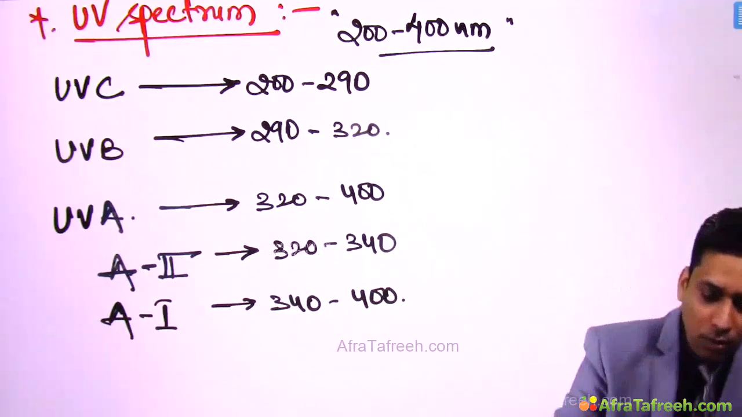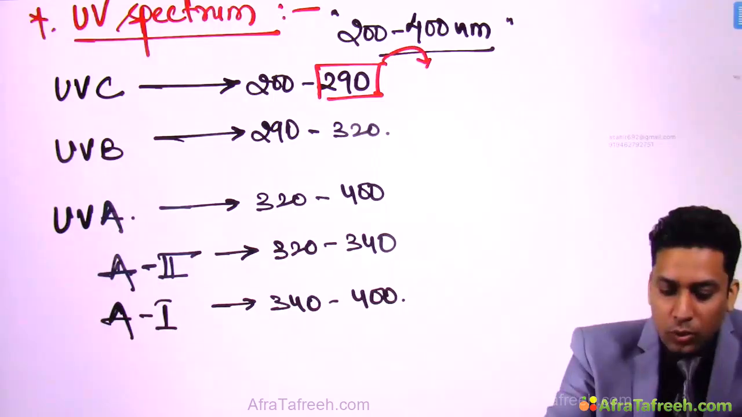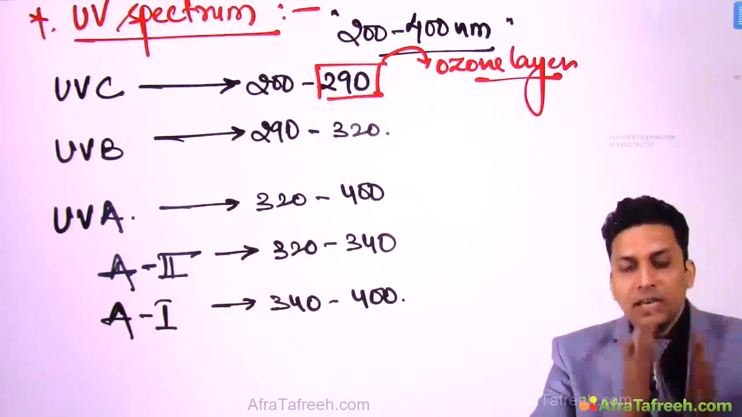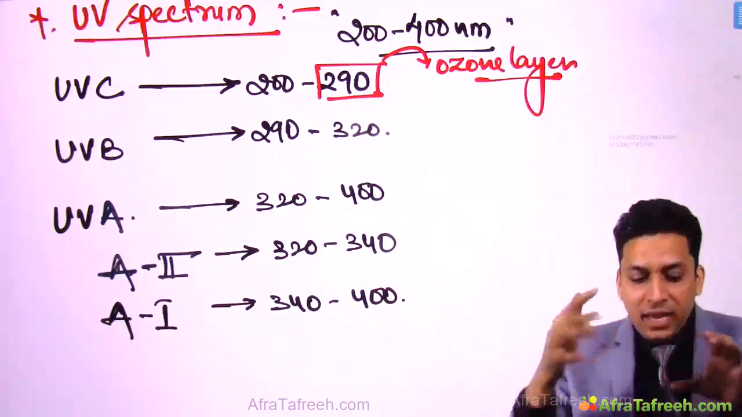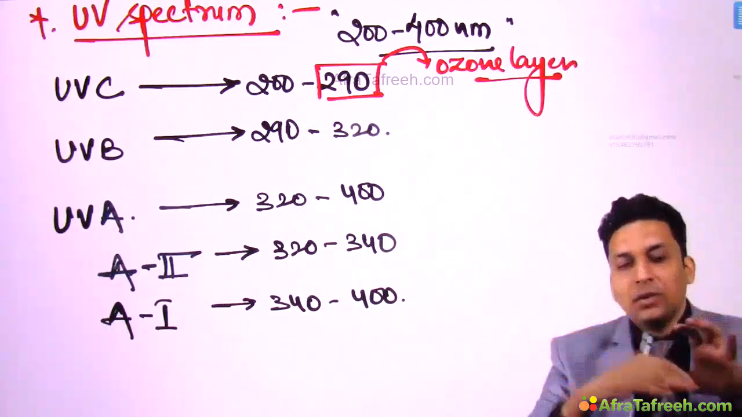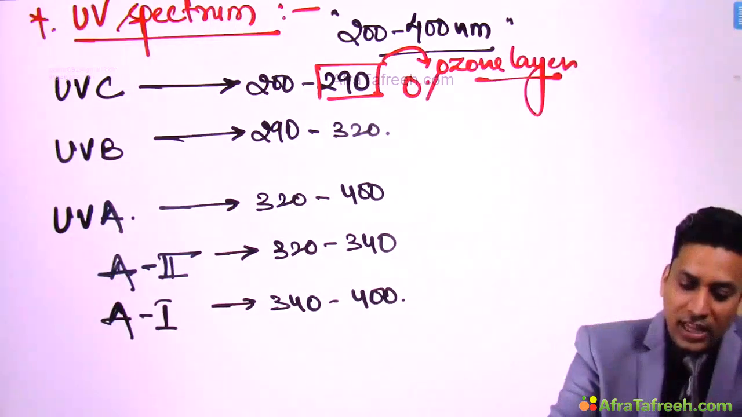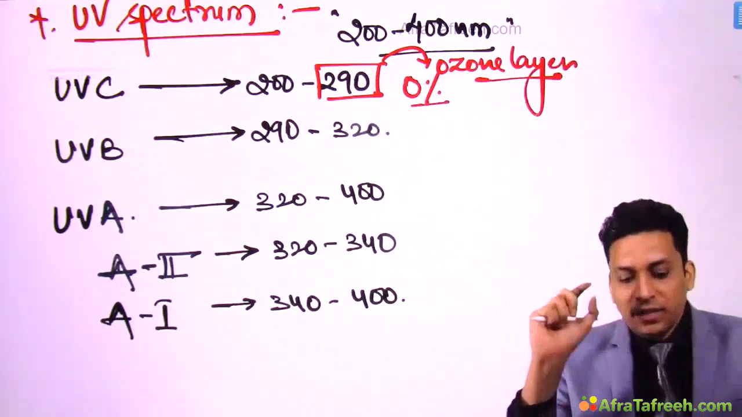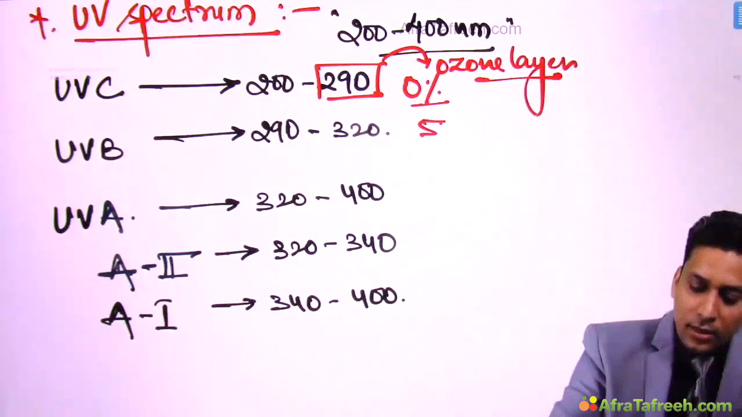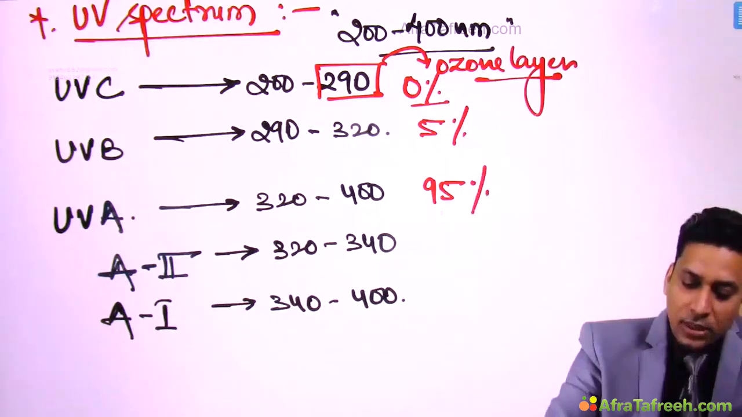Now the first division is at 290. Why? Because the ozone layer cuts here. So wherever the ozone layer is intact, these wavelengths do not pass through. So UVC, that is 200 to 290, does not pass through the ozone layer. So in the atmosphere around the earth, UVC is not present except for those sites where there is a hole in the ozone layer. Otherwise 0% of the UVC reaches earth. UVB is around 5% in the sunlight which reaches earth, and the remaining majority is 95% UVA.